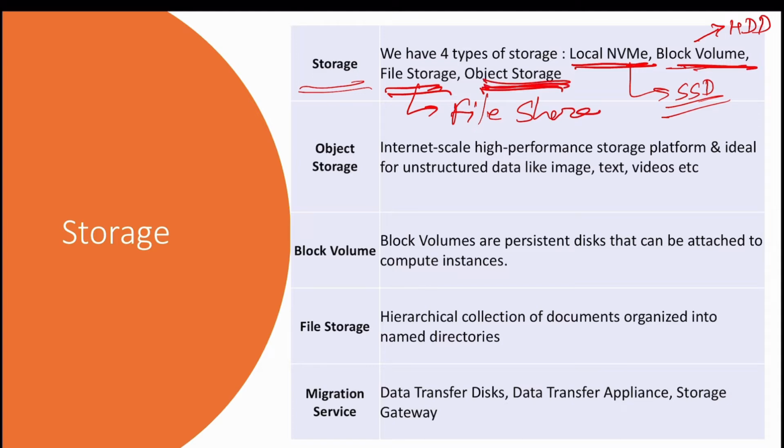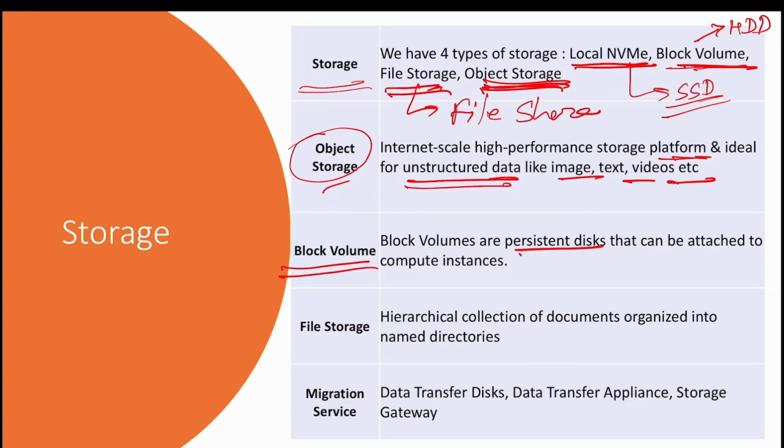And object storage has different tiers, like standard, infrequent or archive tier, and it will be used for backup purposes or other purposes where we want to store our data. Any type of data like video, audio, text, any kind of data can be stored in object storage. So we have four kinds of storage here. We will talk about the object storage. It's an internet scale high performance storage platform, ideal for unstructured data like image, text, videos. Any kind of data can be stored in object.